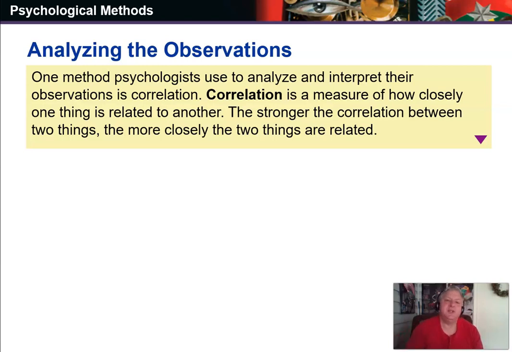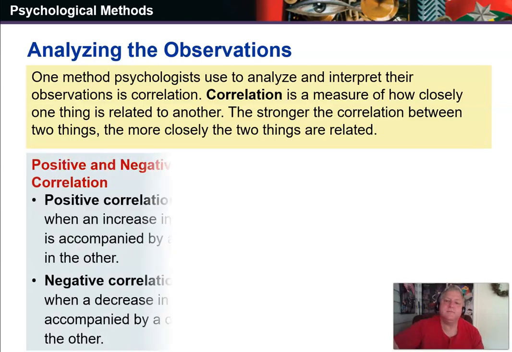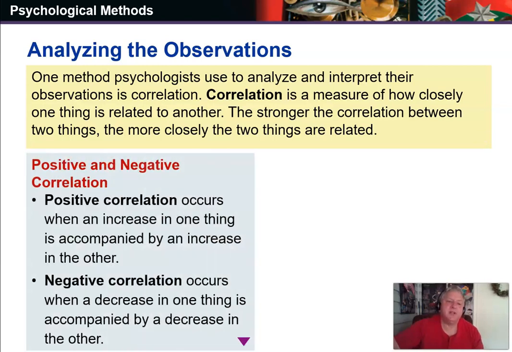One method psychologists use to analyze and interpret their observations is correlation. Correlation is a measure of how closely one thing is related to another. The stronger the correlation between two things, the more closely the two things are related. Positive correlation occurs when an increase in one thing is accompanied by an increase in another. A negative correlation occurs when an increase in one thing is accompanied by a decrease in the other.